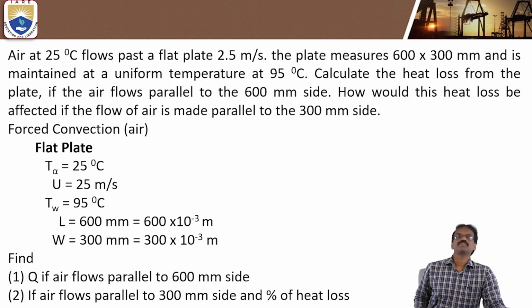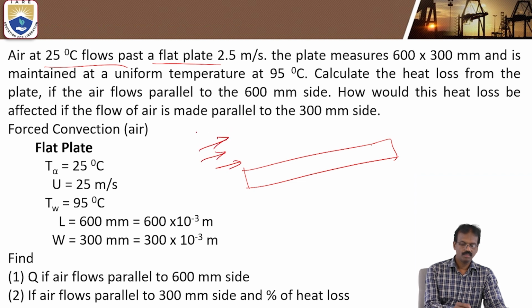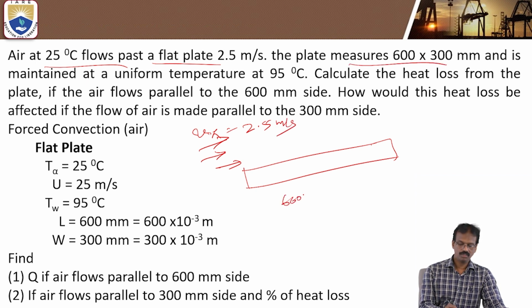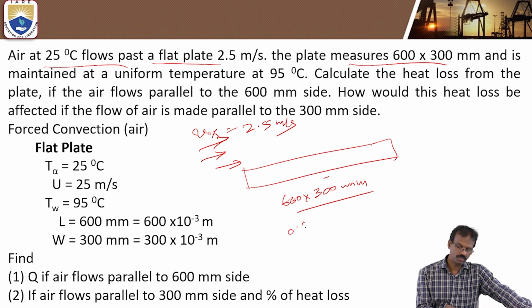First numerical: air at 20 degrees Celsius flows over a flat plate. So this is the rectangular plate, and the flow is flowing like this, with U infinity equal to 2.5 meters per second. The plate measures 600 by 300. 600 is the lengthwise, 300 is the widthwise. It means 0.6 by 0.3 meters square area.